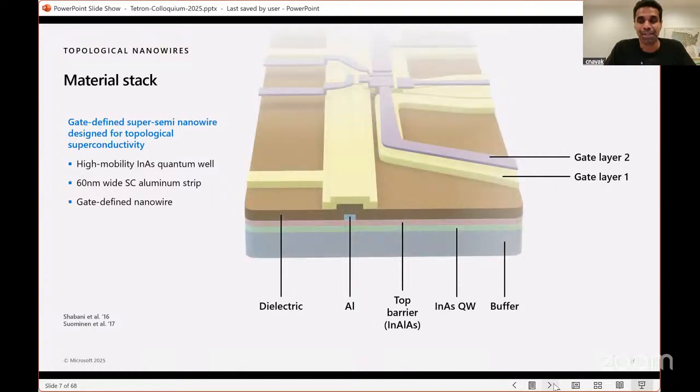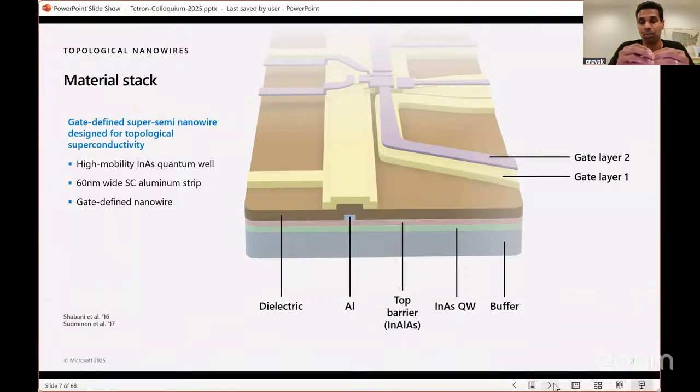To understand how much disorder you can tolerate, well, that depends a lot on exactly the growth and fabrication strategy. We've been taking one in which everything is based around indium arsenide quantum wells, so high mobility indium arsenide quantum wells. We then have a superconductor that's aluminum. It's a narrow aluminum strip. And then we have electrostatic gates, which through their electric fields define the wire.